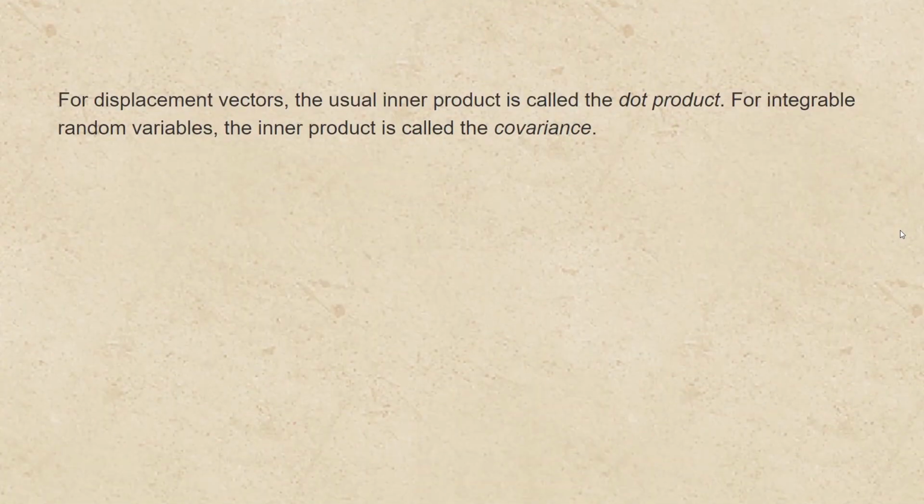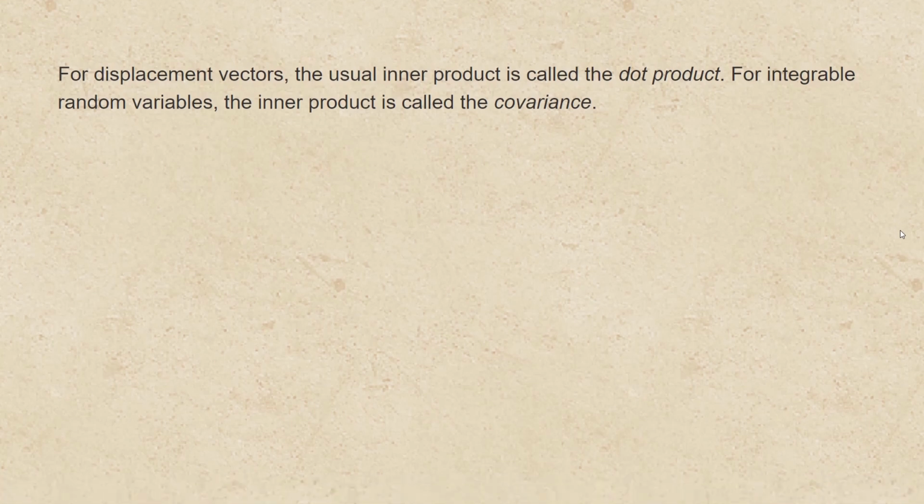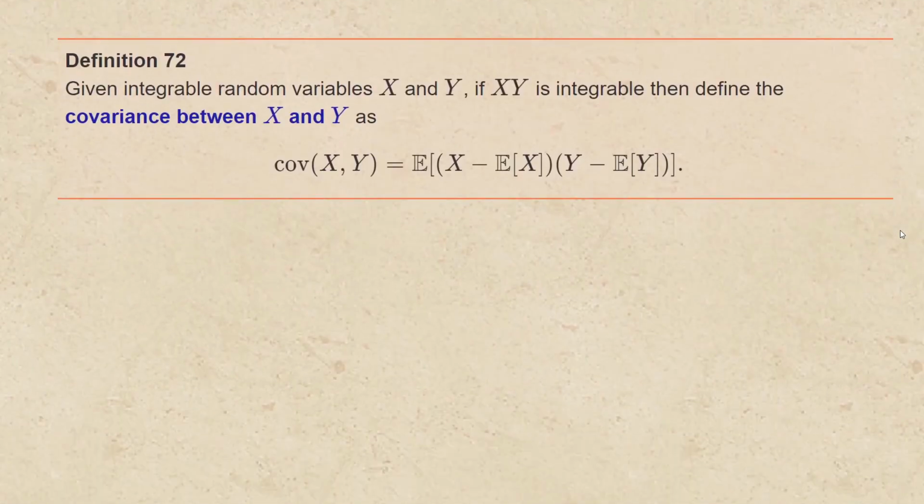Now for displacement vectors, the usual inner product that you learn about in linear algebra is called the dot product. For integrable random variables, the inner product is called the covariance. So here it is. Given integrable random variables x and y, if x times y is also an integrable random variable, then define the covariance between x and y as COV of x comma y, and it's the mean of the centered version of x times the centered version of y.